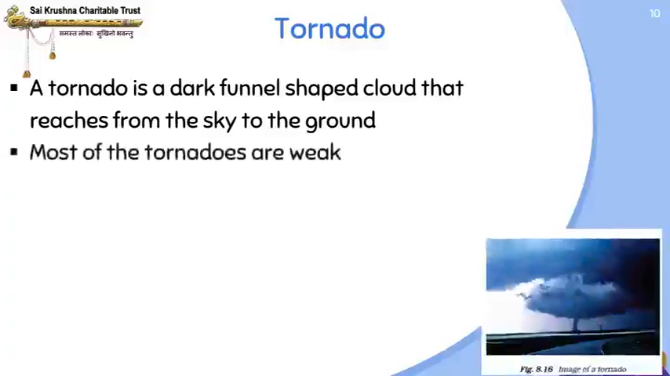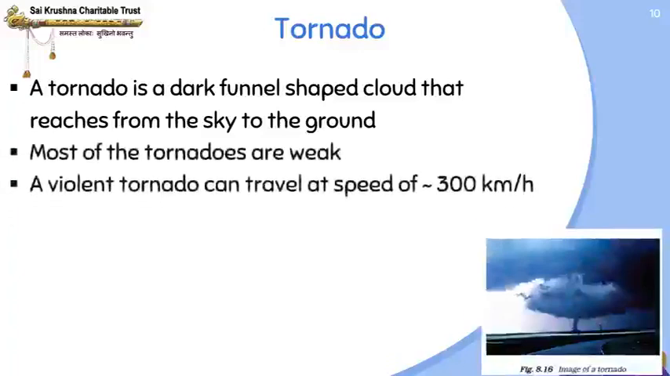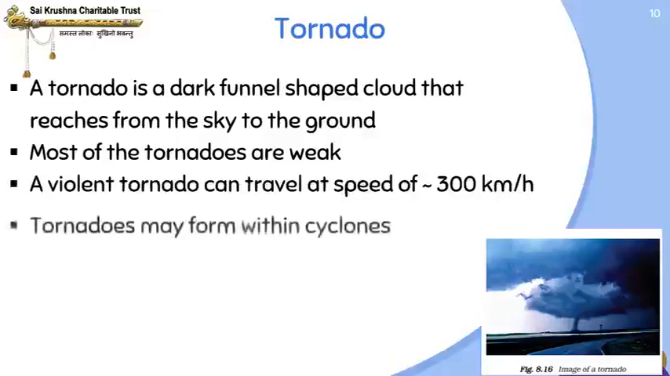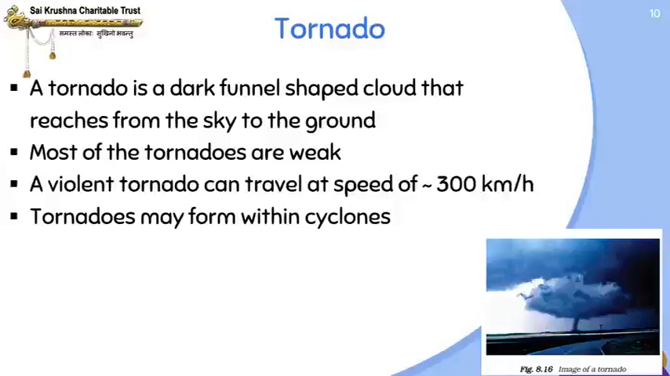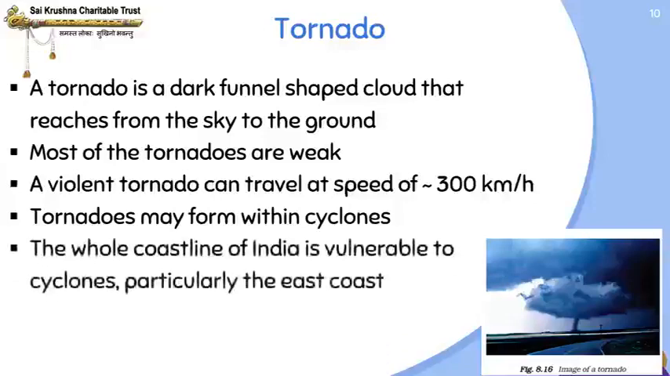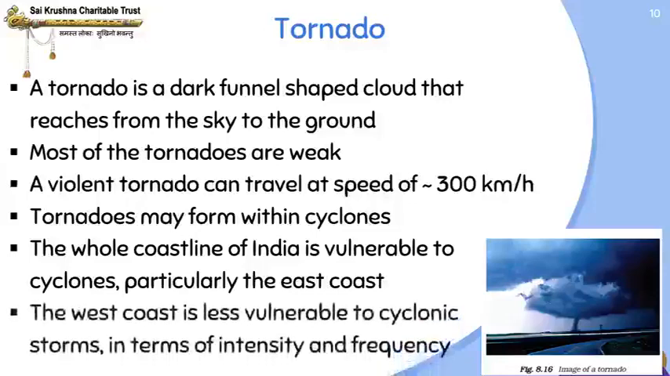Most of the tornadoes are weak, but a violent tornado can travel at a speed of 300 km per hour, and it causes a lot of destruction to whatever comes in its way. And tornadoes may form within the cyclones. Now in our country, the whole coastline is vulnerable to cyclones, and this is particularly so on the east coast. The west coast is less vulnerable, both in terms of intensity and frequency of the cyclones.